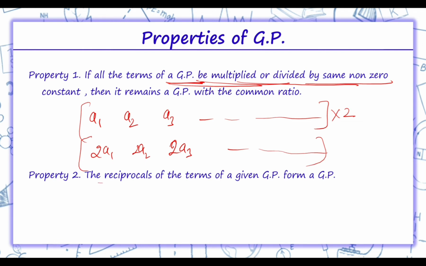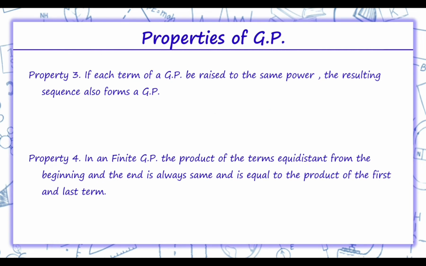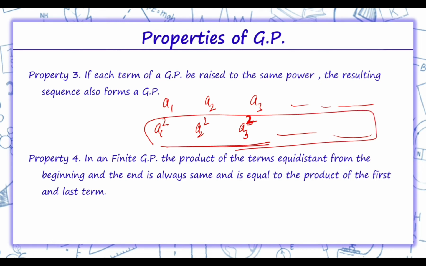Next property says reciprocals of the terms of a given GP form a GP. Let's suppose we have GP A1, A2, A3. This sequence is in GP, so the reciprocal of it will also be in GP only. The third property says if each term of the GP is raised to the same power, the resulting sequence also forms a GP. I have GP A1, A2, A3 and so on. Now all these terms are raised to the same power, like A1 square, A2 square, A3 square. So the resulting sequence will again be in GP.